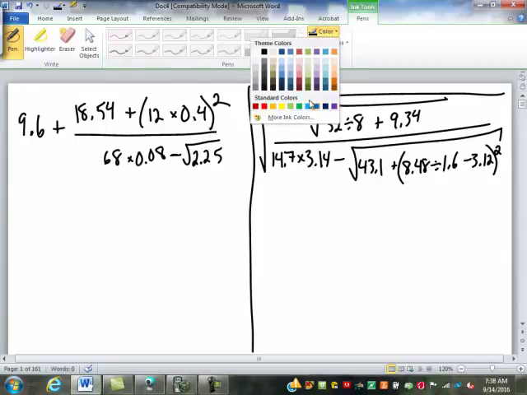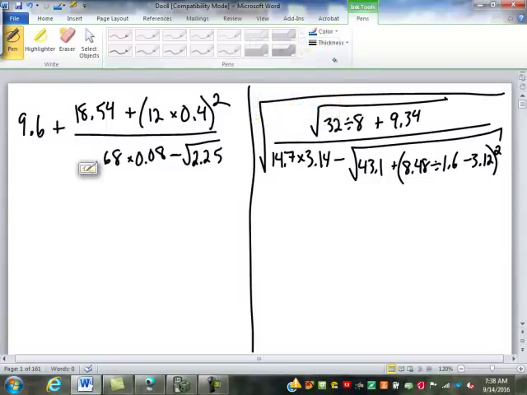Okay, so our first one over here. We see the fraction bar, which tells us we have to do everything on top first, everything on bottom next. So we're going to start on top. On top of that, what do we have to do first? Okay, the parentheses. 12 times 0.4 is 4.8, right?